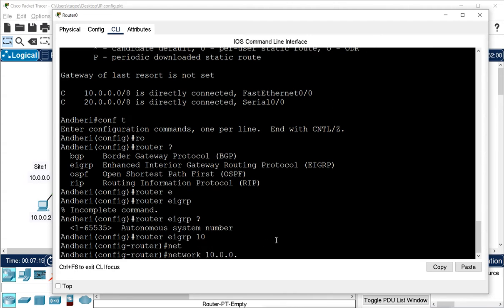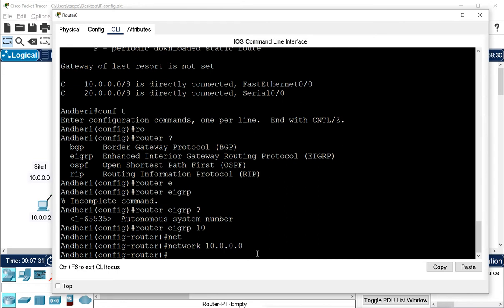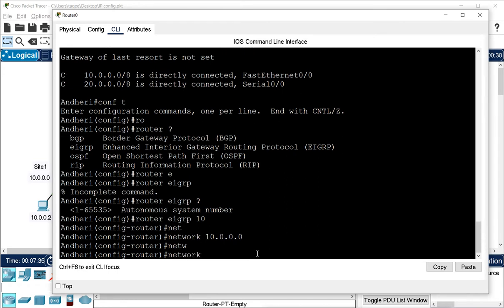and then network 10. This is the same way we give the command in the RIP protocol. This is the simple way, and here we can also use the same thing. But I will mention the other network 20. But in EIGRP there is an advanced feature which was not available in the RIP protocol. That feature is to use the wildcard bit.